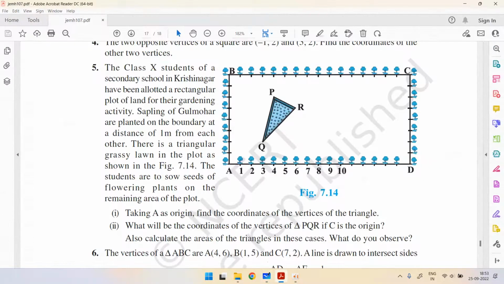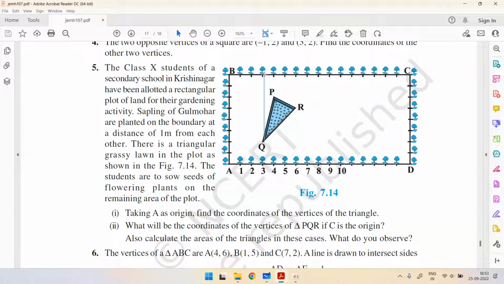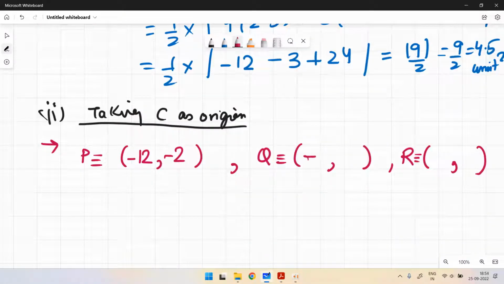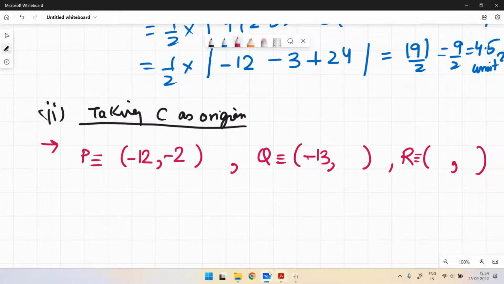What is Q? If you drop this perpendicular like here, this is 1, 2, 3, 4, 5, 6, 7, 8, 9, 10, 11, 12, 13. This is minus 13 from the origin on x. And going down here, this is 1, 2, 3, 4, 5, 6, so this will be 6 down, so this will be minus 6 on y.